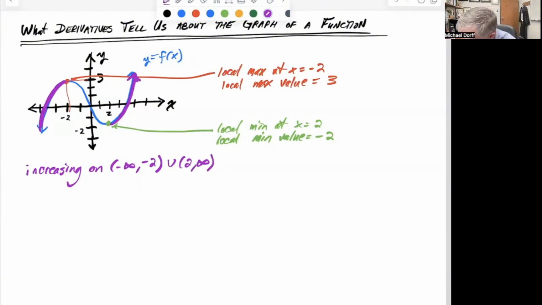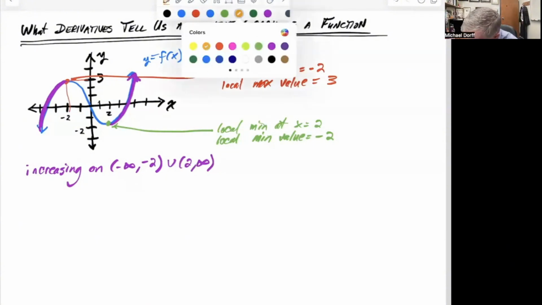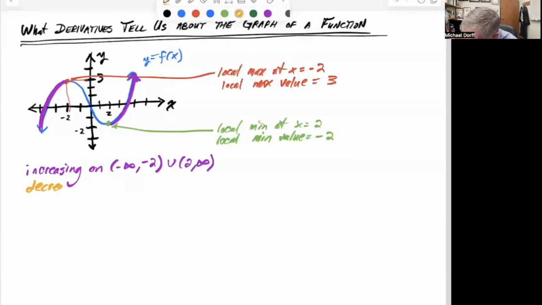All right, and likewise, I can talk about where it's decreasing. It's decreasing on the interval from -2 to 2, because as x gets larger, the y values are going down. So it's decreasing on that part there.